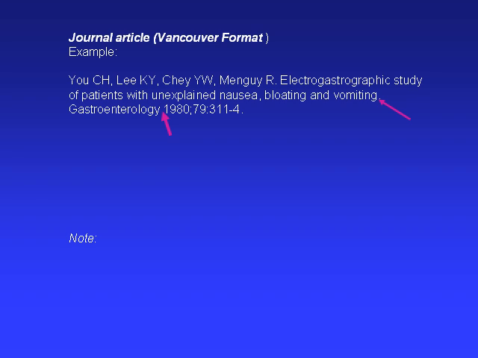After the journal title, there is a space followed by the year, which is followed by a semicolon. That is followed by the volume number, which is followed by a colon, and then the page number, which is separated by a hyphen. Pages 311 to 314.